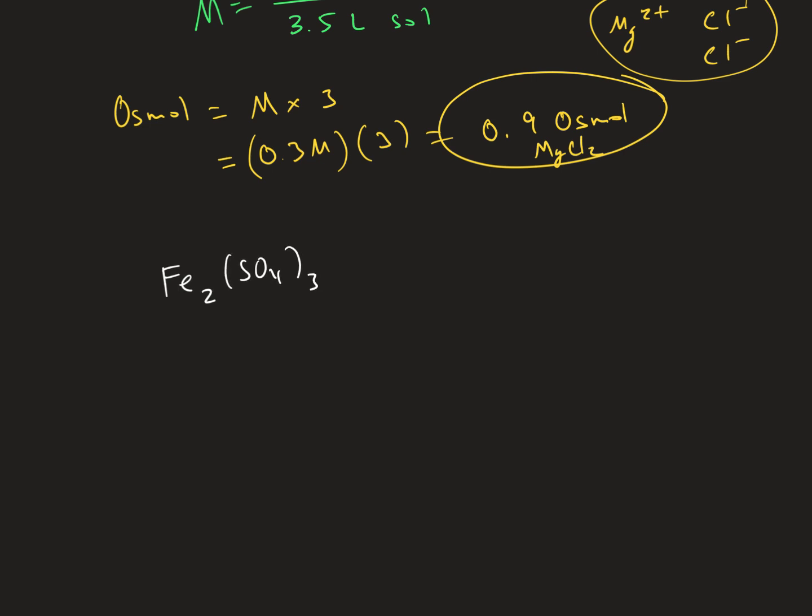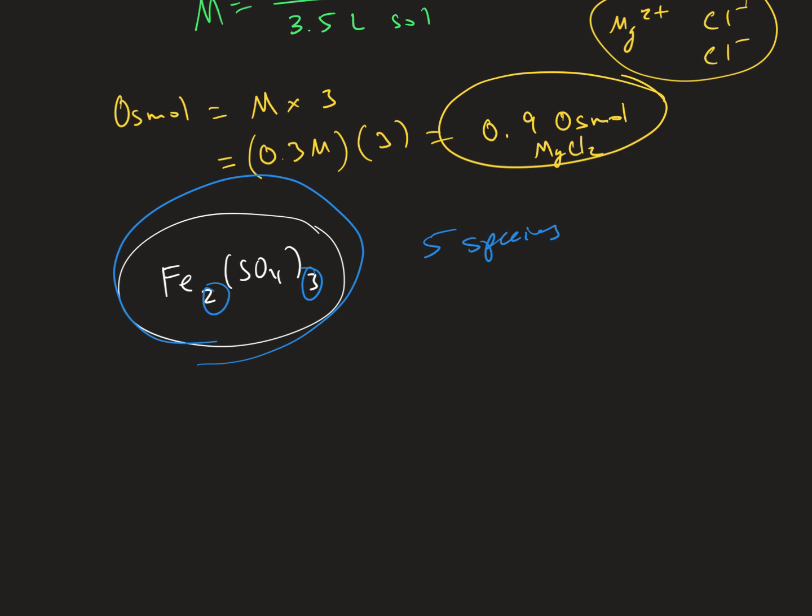Just another example. How many species do we have if this is dissolved in the solution? 2 of those and 3 of those. That's it, 5 species. Are we good with this, guys? So that's all we do there. 5 species dissolve in water. Does it make sense?